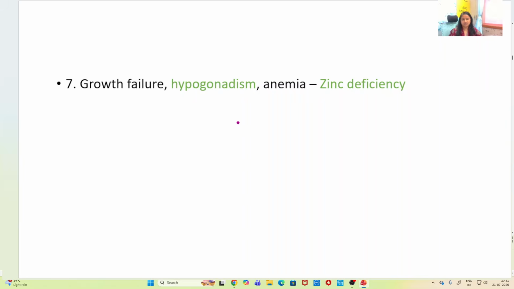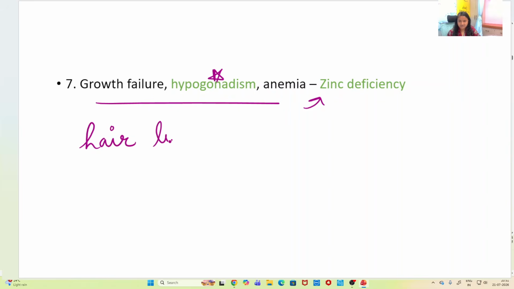Growth failure or hypogonadism and anemia. Now these three things, growth failure, hypogonadism and anemia, are pointers towards zinc deficiency. Growth failure and anemia may be seen in other deficiencies as well, but this has to ring a bell. Hypogonadism, if it is given in the question, should point towards zinc deficiency. What are the other things that zinc deficiency can cause?